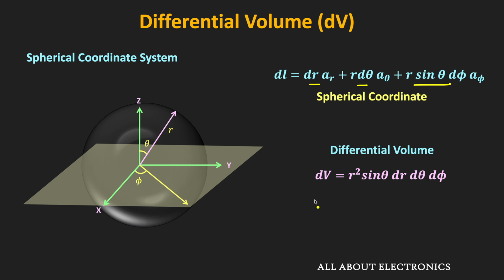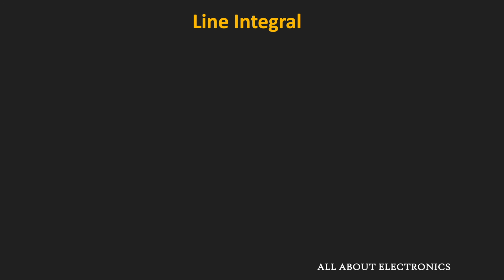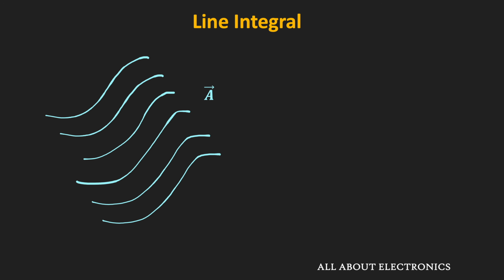So now, once we have the expression of this differential length, differential surface area and the differential volume, then we can easily find the line integral, surface integral and the volume integral. And first, let us see the line integral. So let's say we have some vector field A, and in this vector field, we are moving from the point P to the point Q. So this line integral shows the effect of the vector field along the path PQ.